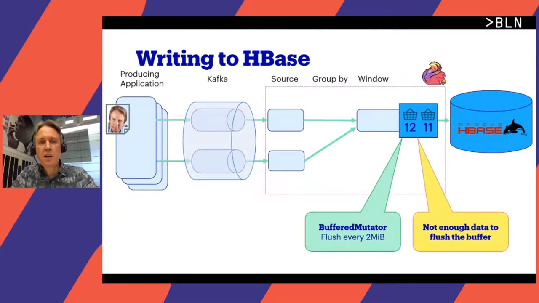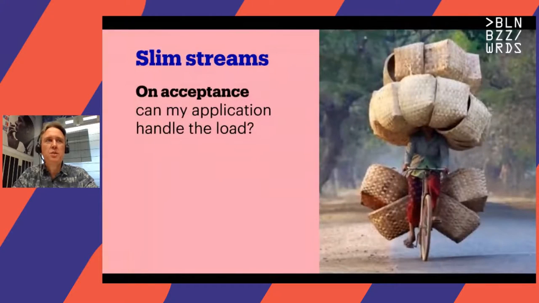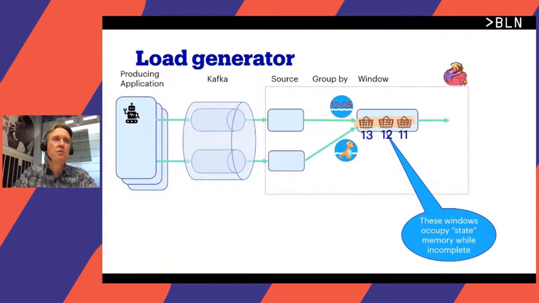Another very common example I've seen is slim streams. And something we ran into a couple of years ago when we first started with our project is that on acceptance, we run load tests. So we have a load generator, some kind of robot that produces traffic to test the website. And in this processing, it is important to realize that the windows, while they are incomplete, they occupy memory in the state system of something like Flink.